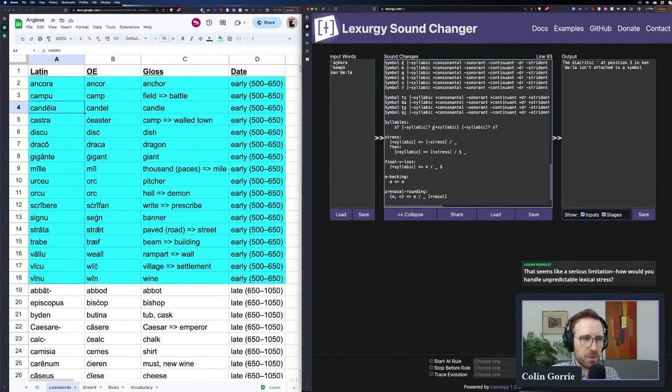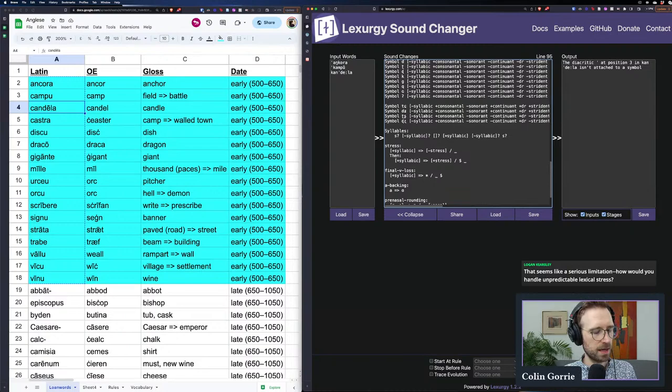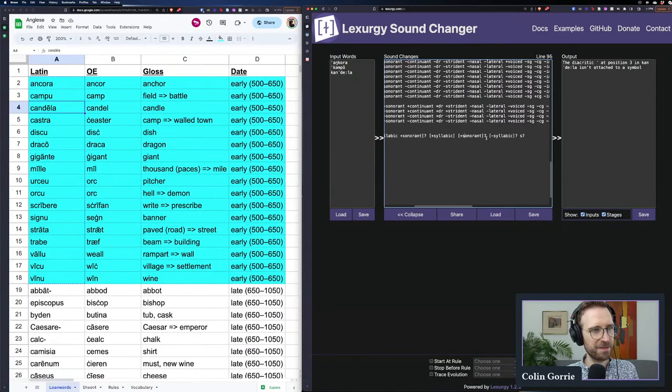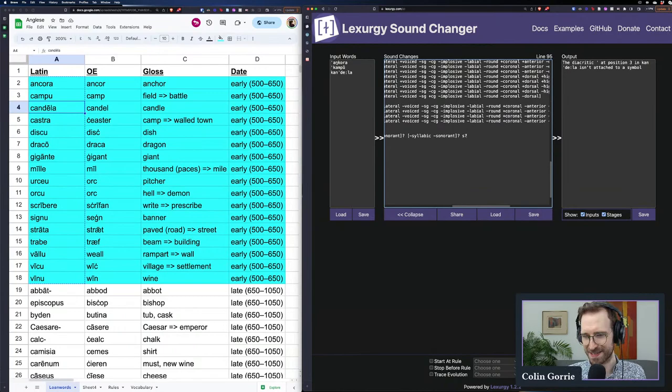And then we're going to need to have a, what's it called? We're going to have our sonorants here. So minus syllabic plus sonorant, minus syllabic minus sonorant. So S followed by an obstruent followed by a sonorant followed by a vowel followed by a sonorant followed by an obstruent, optionally followed by S. All right, so let's see if this works.